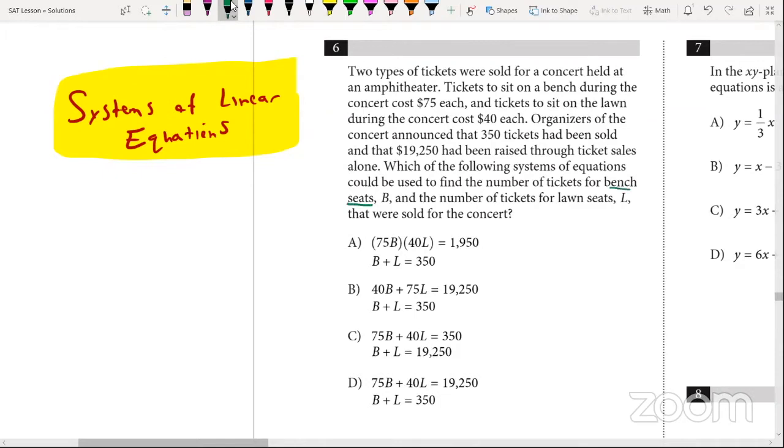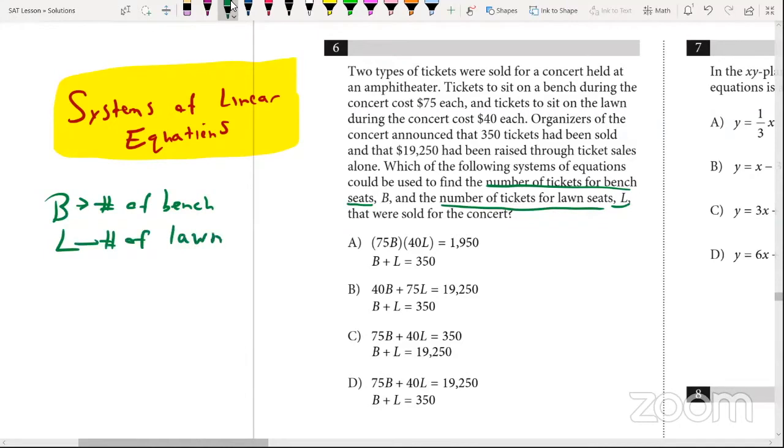The number of tickets for bench seats. So B is the number of bench seats. And they tell us that L is the number of tickets for lawn seats. So L is our number of lawn seats. Just being a little extra clear on that can give you the extra peace of mind that would allow you to easily put these sentences together.